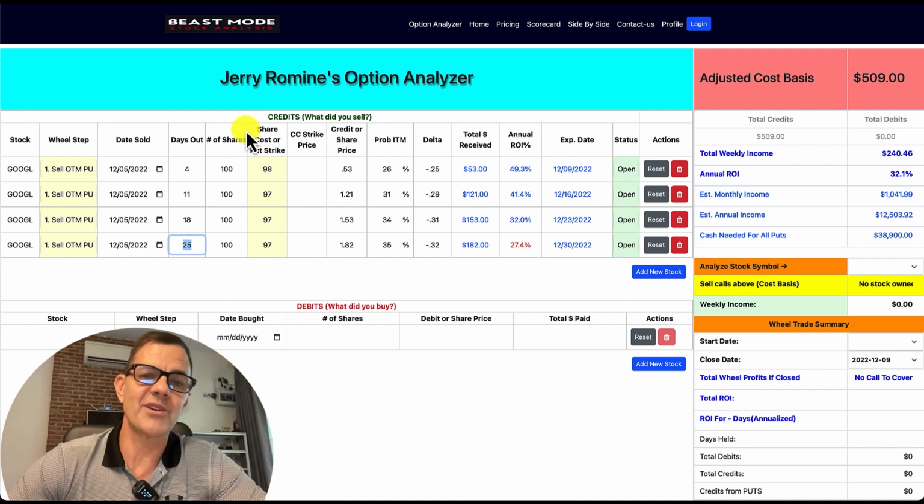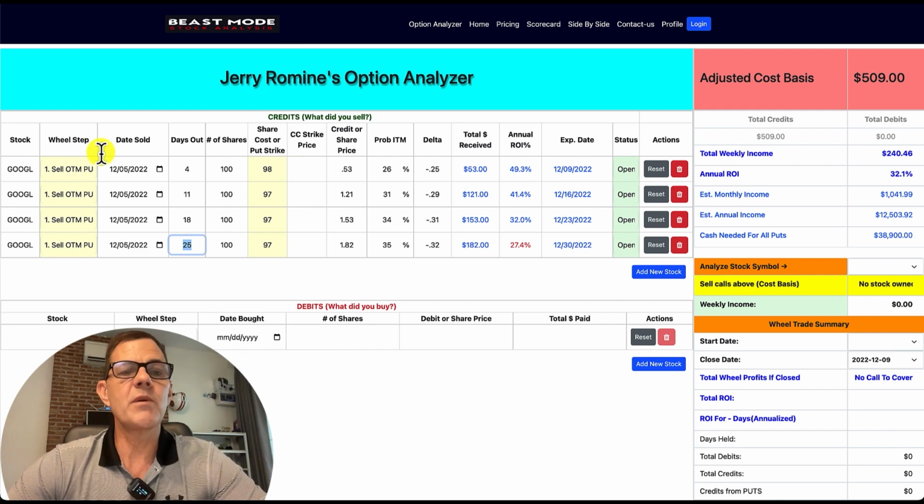So our whole lesson right here is your most profitable options to sell are going to be the ones that expire the soonest, and that's because they're taking advantage of the theta decay.